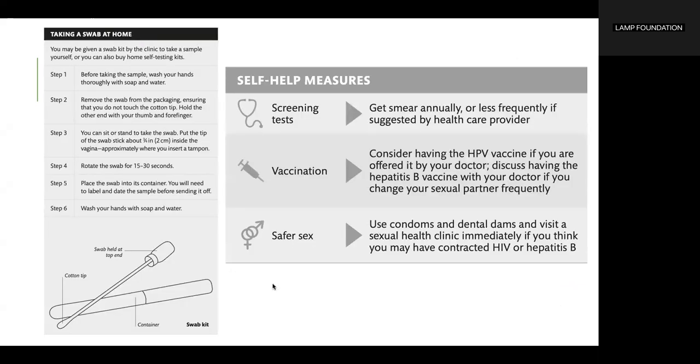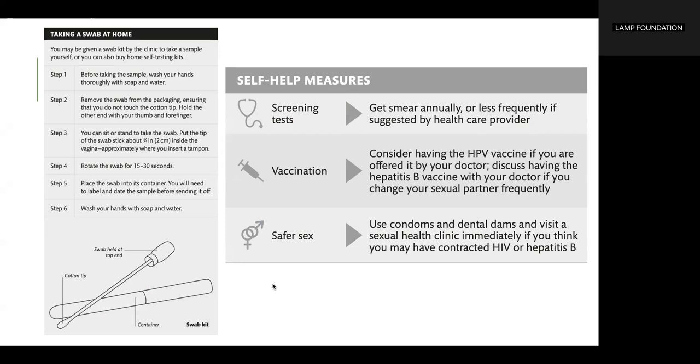Taking a swab at home. You may be given a swab kit by the clinic to take a sample yourself, or you can also buy home self-testing kits. Step 1, before taking the sample, wash your hands thoroughly with soap and water. Step 2, remove the swab from the packaging, ensuring that you do not touch the cotton tip. Hold the other end with your thumb and forefinger.